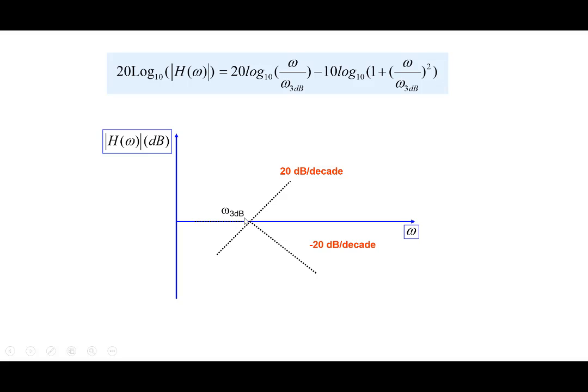So now we need to combine them. Note that before this particular point, we have only this term here. So it would be like this here. And after this point, we have this term contributing 20 dB per decade, this term contributing minus 20 dB per decade. So they cancel each other out. So it's constant here, 0. Right? So this will become the sketch of the Bode plot of this transfer function here.